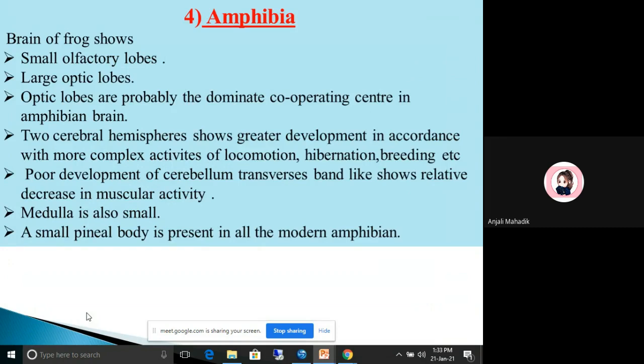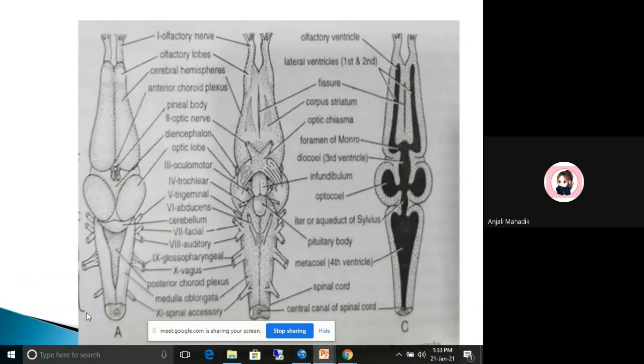Next is the amphibia. In amphibia, the well-known example is the frog. In the frog also, the brain is divided into forebrain, midbrain and hindbrain. In the forebrain there are the olfactory lobes, the anterior-most part, and the cerebral hemispheres.